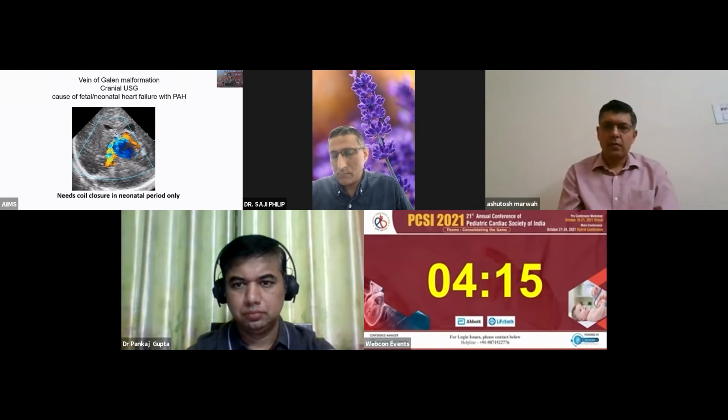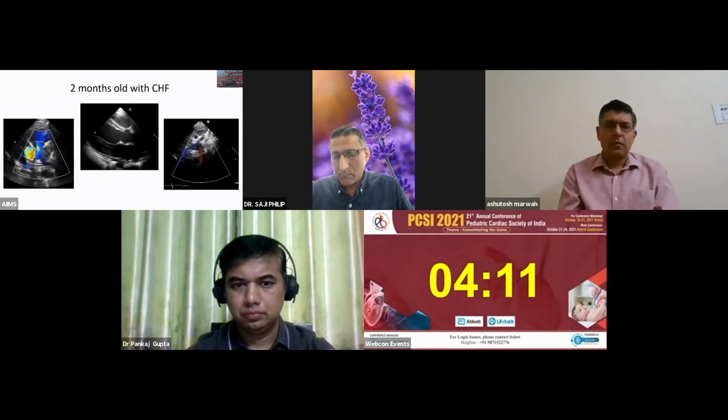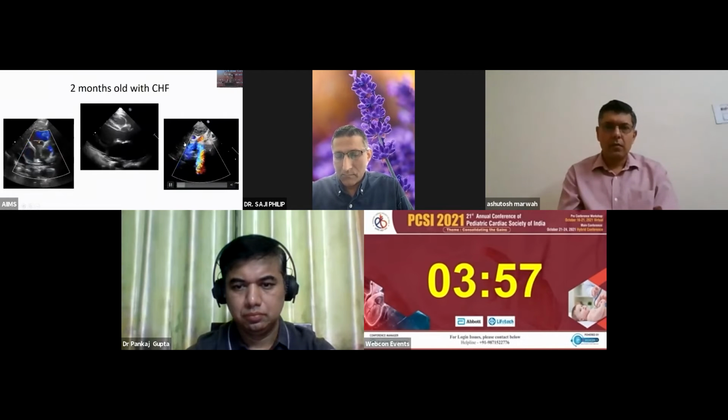Even in fetal echo, there is flow reversal into the aorta going into the cerebral circulation. And this is a 2-month-old child with features of CHF, the same presentation as in all these patients. You can see a volume loaded heart, dilated pulmonary artery, tachycardia, dilated LV, and this is the flow reversal, pandiastolic flow reversal up to the proximal aorta.